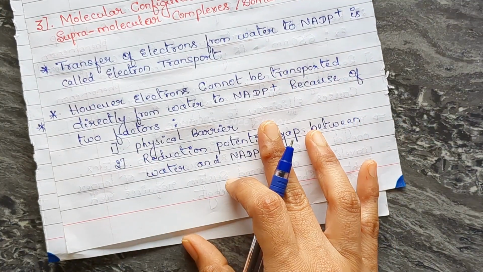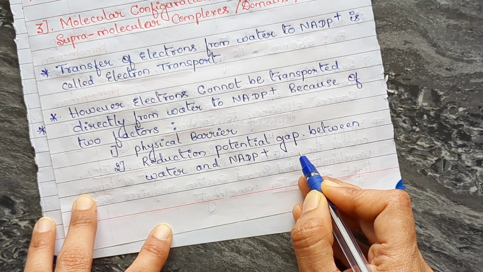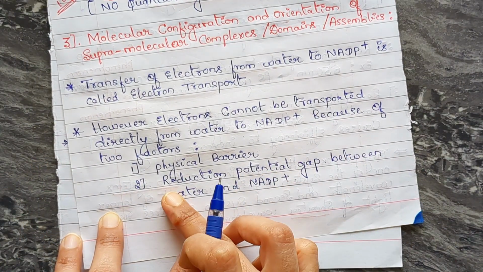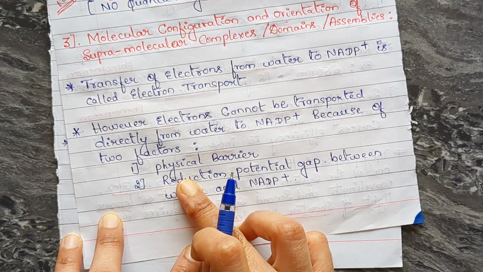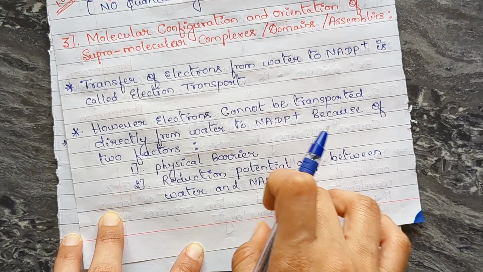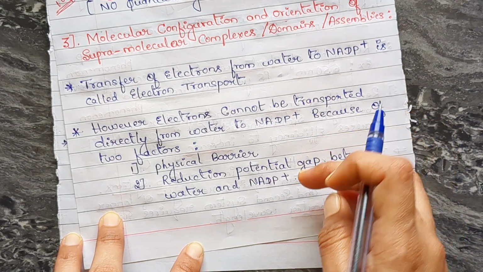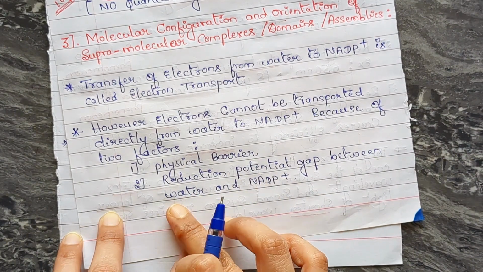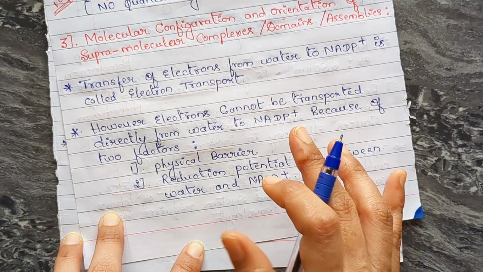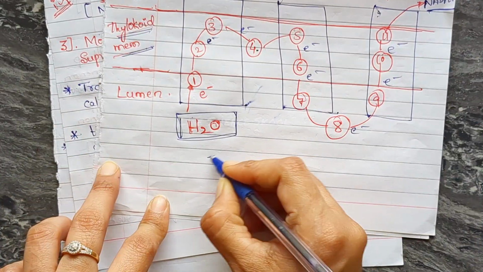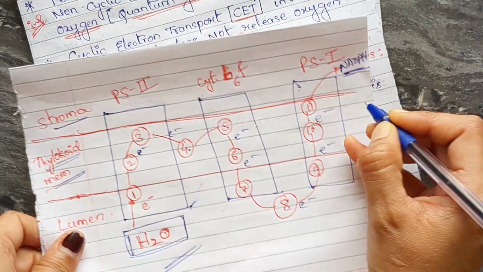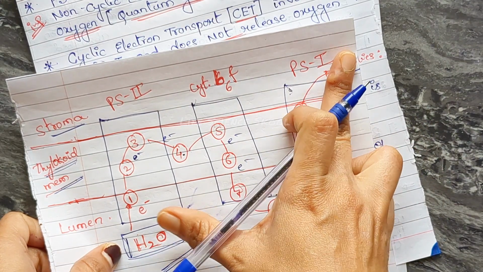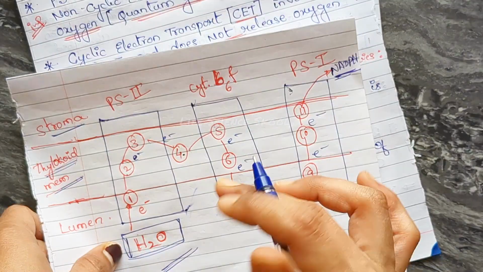Okay, next, the second one: reduction potential gap between water and NADP plus. Here, the electrons of water are at low potential, or you can say at the lower energy level, and the electrons of NADP plus are at higher potential or higher energy level. This energy gap between these two is filled up by radiant energy, that is sunlight energy. You can see here, water is in the lower energy level, NADP plus is in the higher energy level, and there is a difference in the energy levels. This energy difference gap is filled by radiant energy, which is nothing but sunlight here.